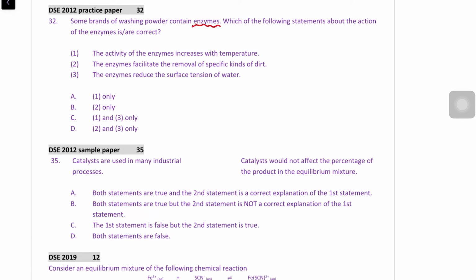Question 32. Discussing enzymes, so please pay attention. First, the activity of enzyme increases with temperature. Oh, really? If the temperature is too high, then the enzyme may be denatured. If you study biology, that will be better, right? Second, the enzyme facilitates the removal of a special kind of dirt. This is correct. Otherwise, what is the point of adding enzyme inside? Third, enzyme can reduce the surface tension. So what is the use of detergent? So the answer should be B.